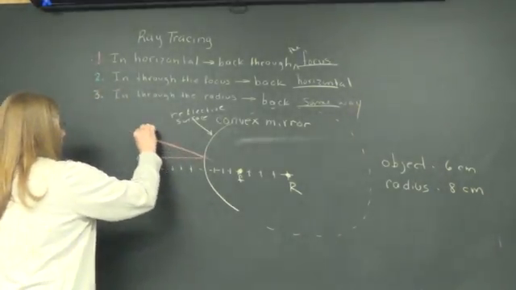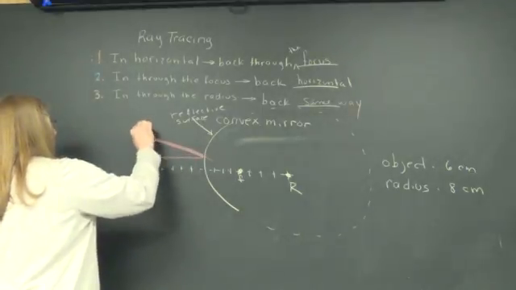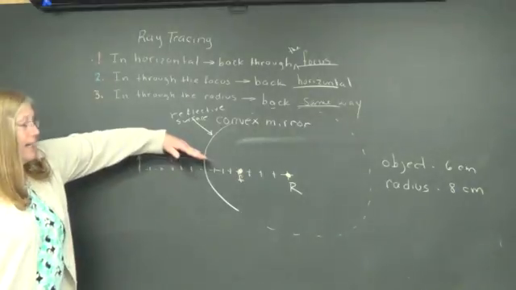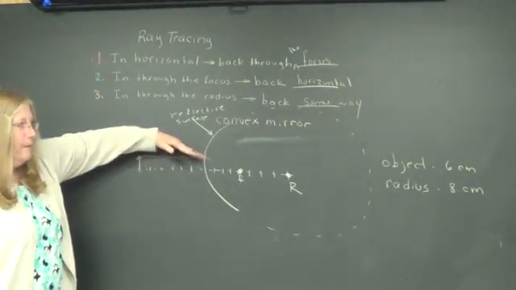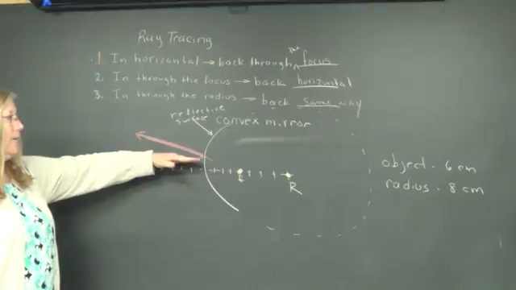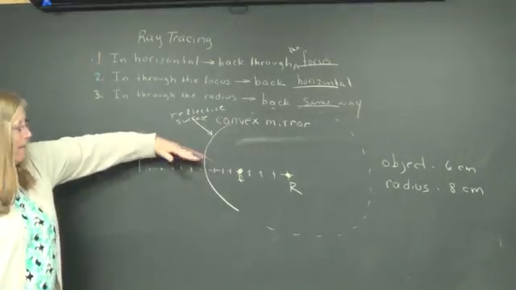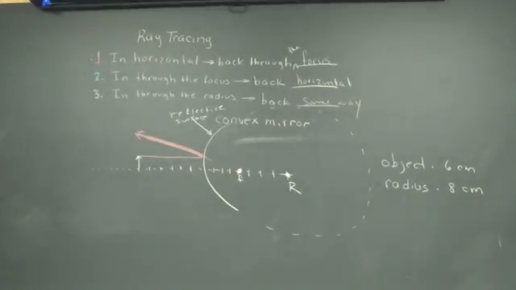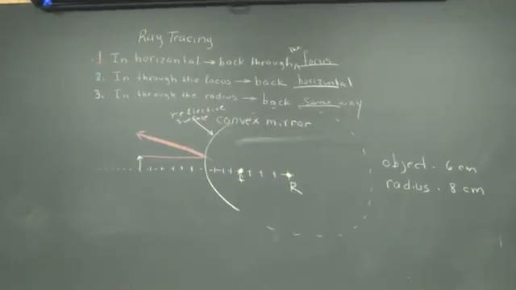Here's the dark reflected line that was created by that. So in horizontal, back as if it was coming from the focus. Is it really hitting the focus? It's not. No. But it will bend as if it is. Let me see those arrows. Look at all those arrows. Alright, that looks healthy.